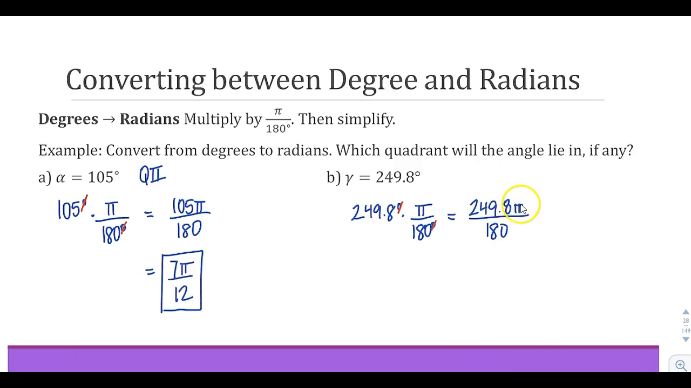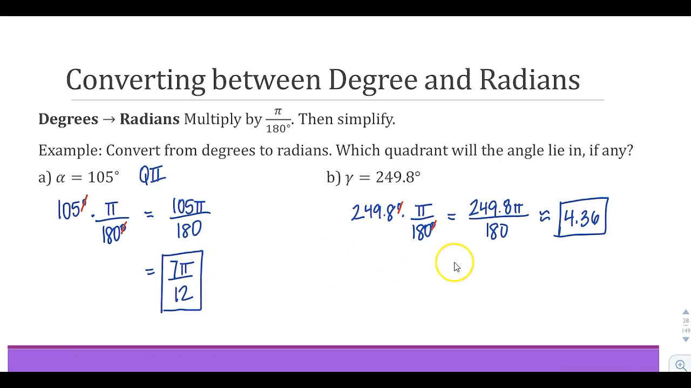So keep in mind that pi is the irrational number that continues on forever, 3.14159, etc. So I'm going to substitute this into my calculator and get the approximation 4.36. So 4.36 radians. So sometimes students get really caught up on, oh, it doesn't have a pi in it, so it's not in radians.